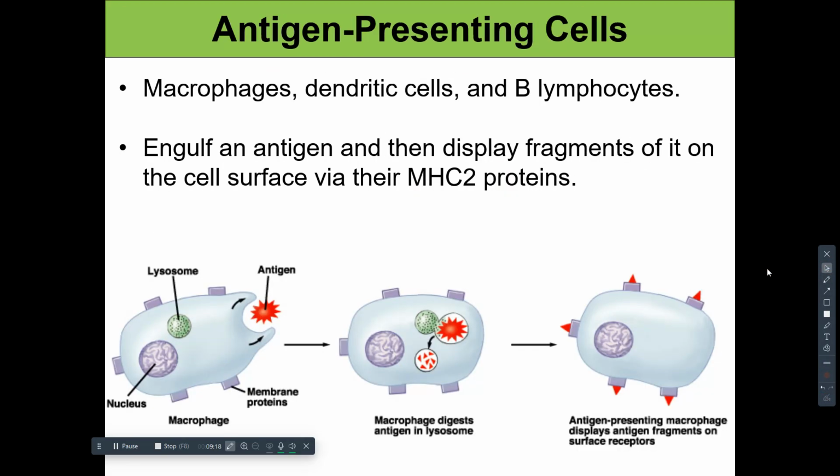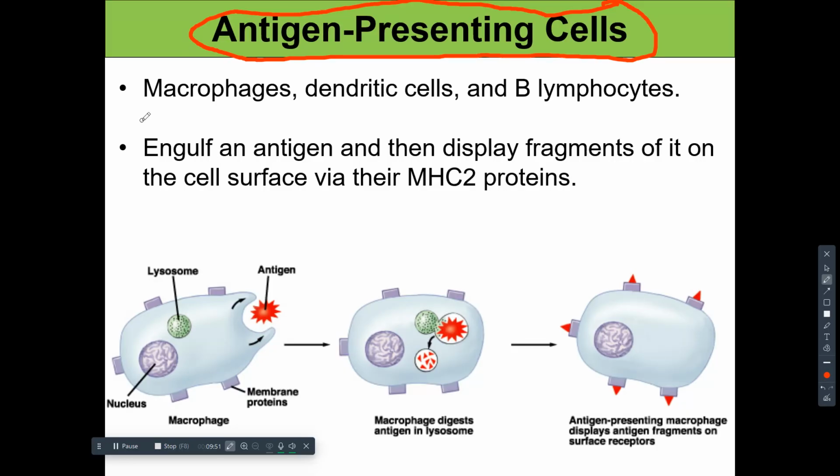Okay, what about antigen-presenting cells? Well, in order for lymphocytes to do their job, lymphocytes have got to be presented with antigens, especially the T's. This is so important for the T's. T lymphocytes need to be presented with antigens. And we have 3 cell varieties that do this job of antigen presenting.